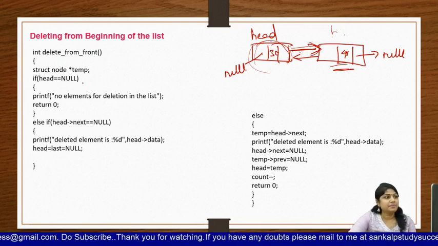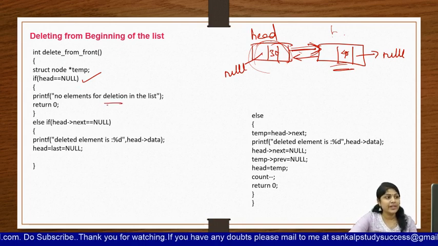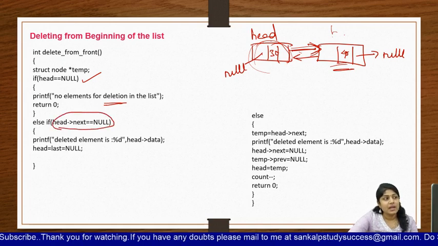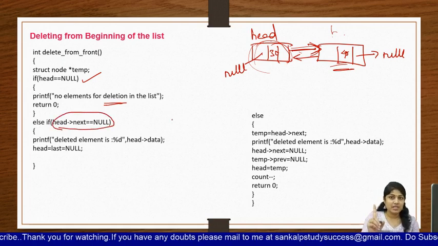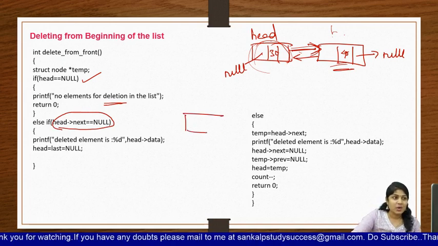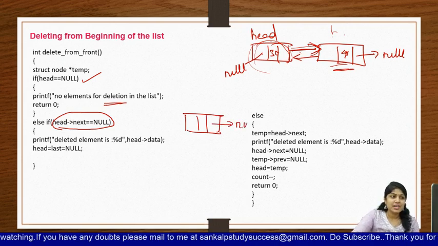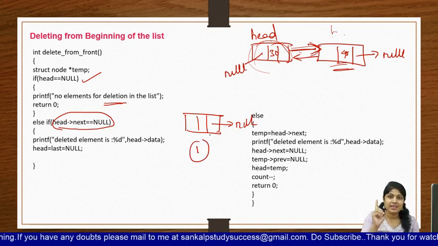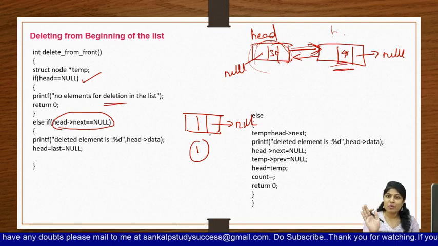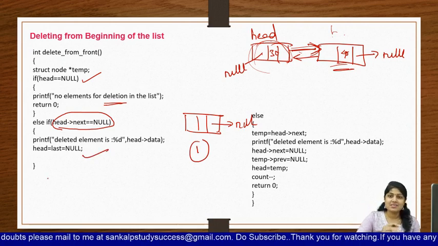So first we have to check head equal to null, that is the empty statement, empty list, so no elements found. Else if head to next equal to null, head to next equal to null means what is that condition? Head to next equal to null means only one element, right? Head to next equal to null means only one element is existing in the list. So okay element ఉంది కాబట్టి you can remove that element and after that what? Initialize the head and last equal to null.